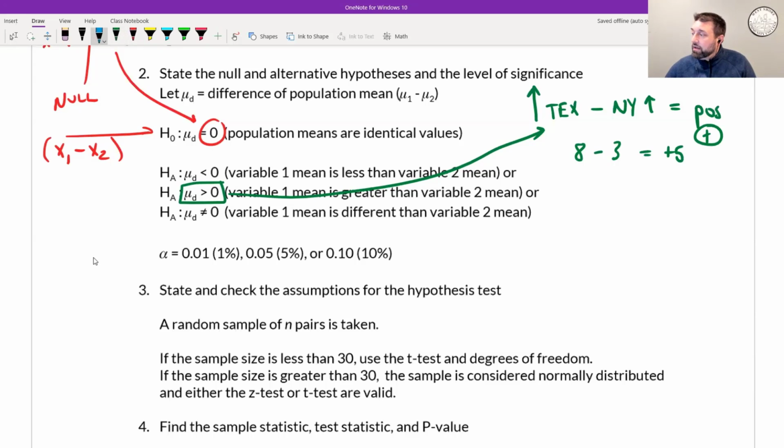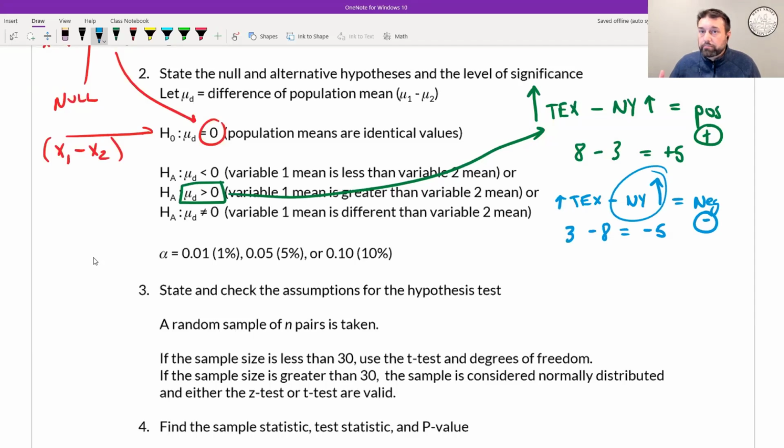On the other hand, if Texas was a smaller number and New York was the larger number, you would get a negative value as your answer. 3 minus 8 is negative 5. Now that negative just means that New York, the second number, had a larger mean in this situation. And that's what this represents. It represents a situation where the difference between the two is a negative number, which just means that the second item had a larger mean. So when you subtracted them, you get a negative number. So I just wanted to explain that a little bit, because sometimes students are like, is it negative? Is it positive?